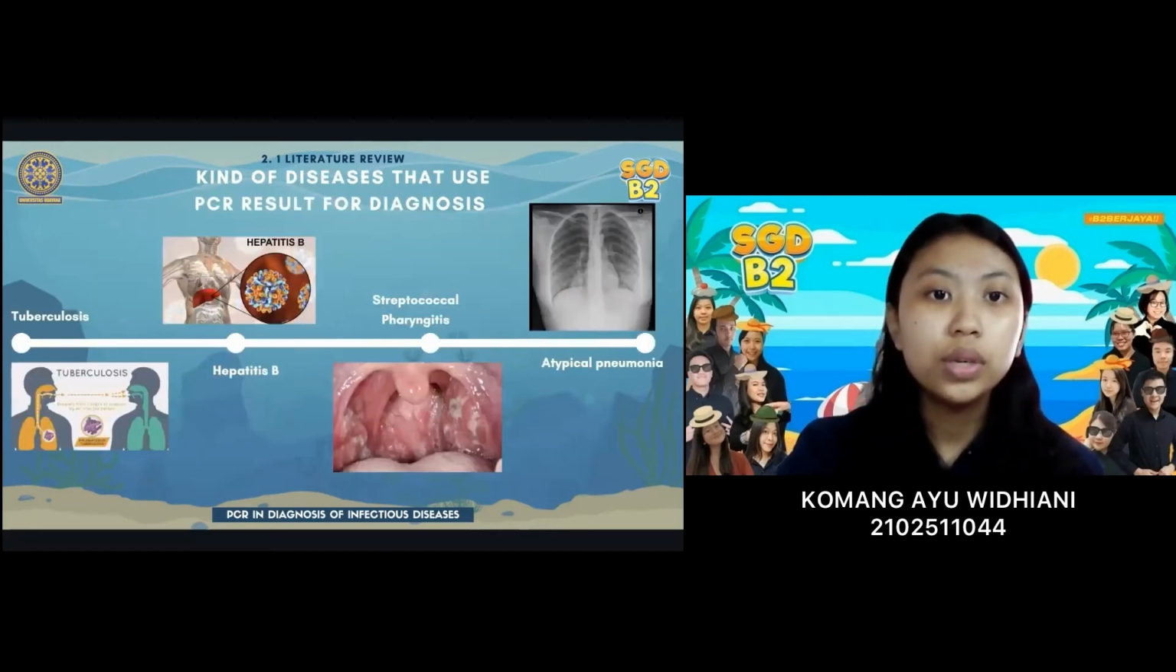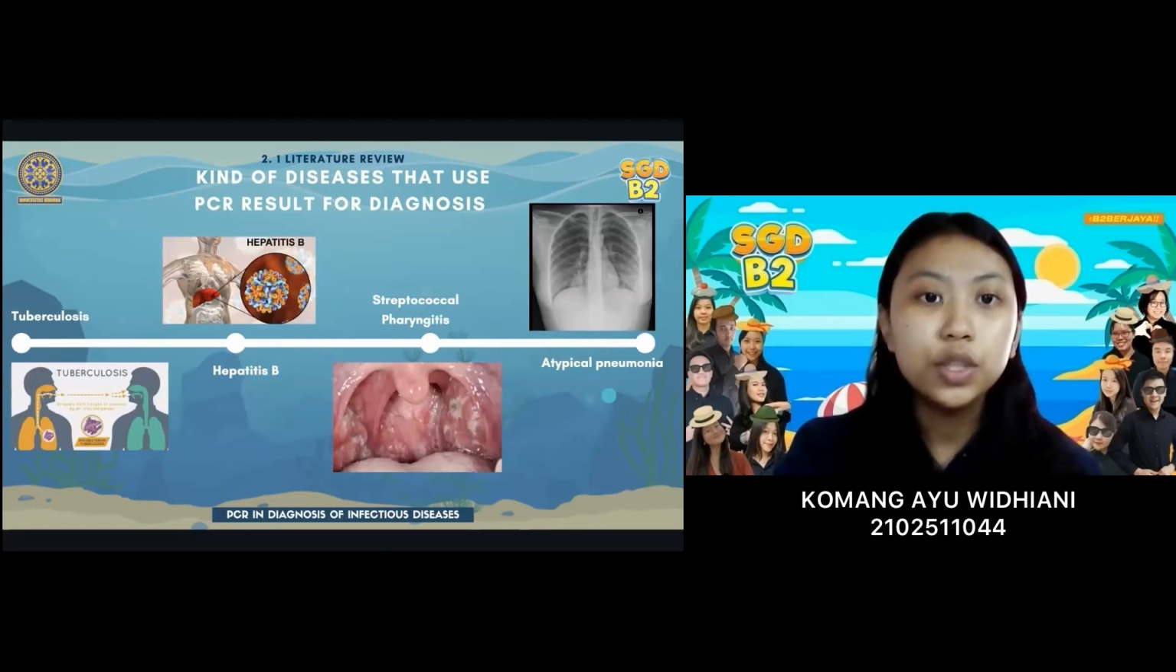I'll continue to the next discussion about kinds of diseases that use PCR results for diagnosis. The first is tuberculosis or TB. It is an infectious disease that attacks the lungs, caused by Mycobacterium tuberculosis. For diagnosis and therapy, early detection of MTB is needed. Using multiplex PCR can facilitate the difference in MTB speciation.